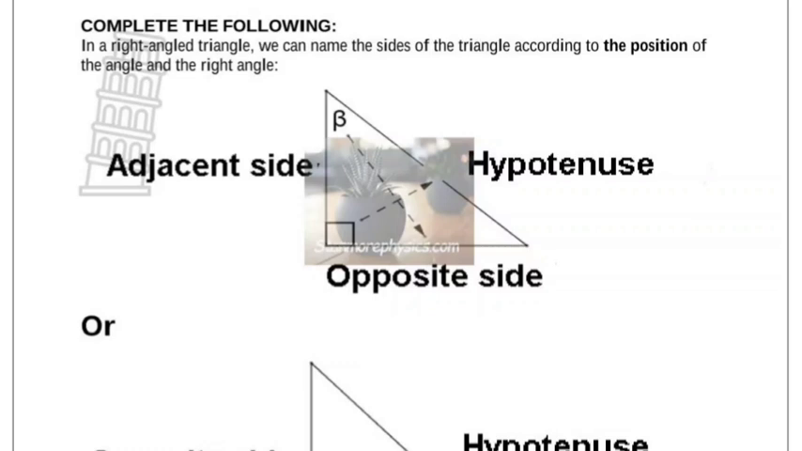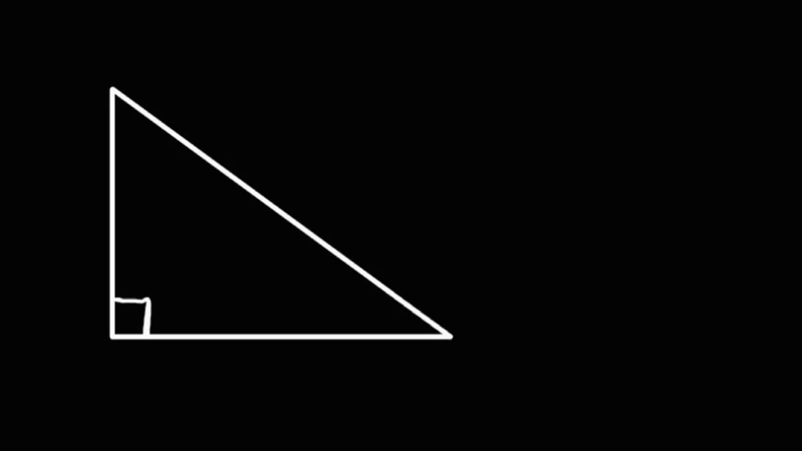So there is a bit of information given before we get to question 1, and it says complete the following. In a right-angled triangle, we can name the sides of the triangle according to the position of the angle and the right angle. So to understand trigonometry, let's first discuss the basics of trigonometry, then we can go ahead with reading what we have here. Basic trigonometry in grade 10 deals with a right-angled triangle. Let's call this triangle ABC.